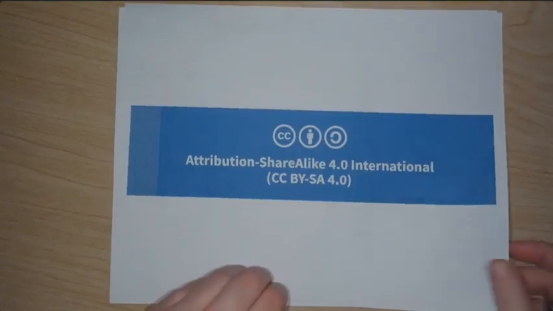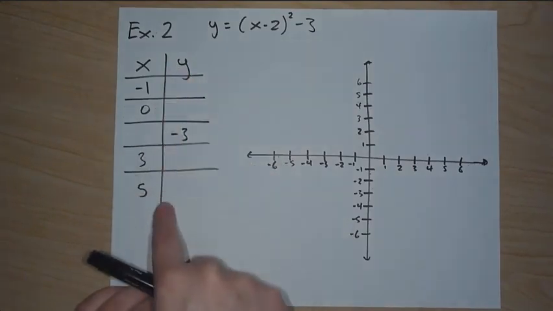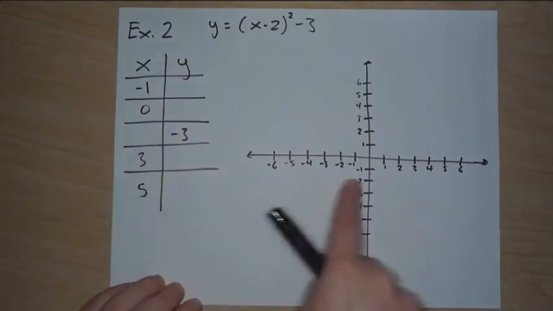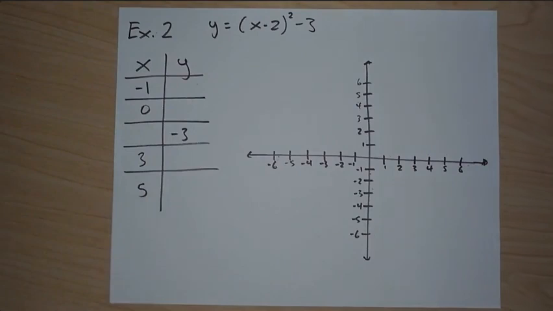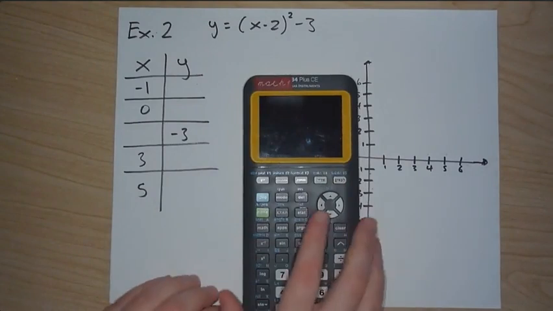This is Lab 6, Example 2. We have the following function. We want to fill out this table, and then we want to graph the points that the table corresponds to. So, to fill out this table, we're going to use our graphing calculator.